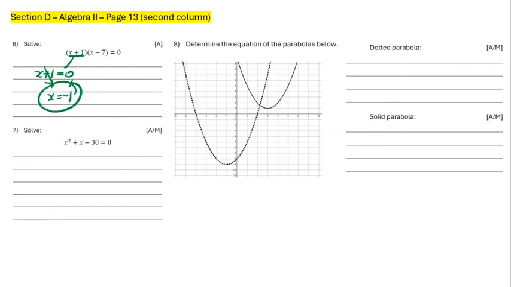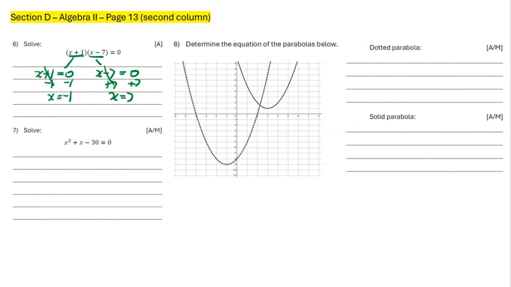So that's my first answer, but because it's a quadratic, we know there's got to be 2 answers, and the second answer comes from the next bracket. So again, x minus 7 is the second bracket. I'm going to make it equal to 0, and then I'm going to use my algebra to solve this. So it's going to be +7 on both sides, isn't it? So they will cancel, +7. So x is equal to 7. And like that, I've stated my 2 answers for this quadratic.